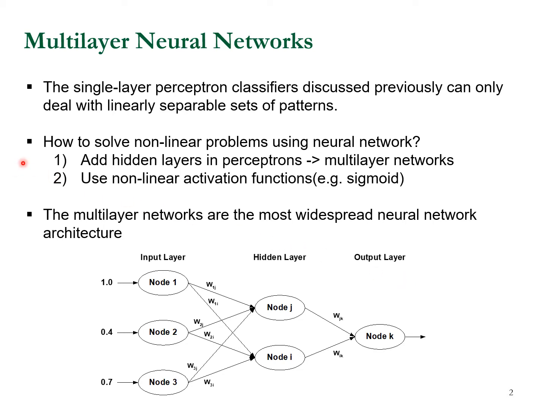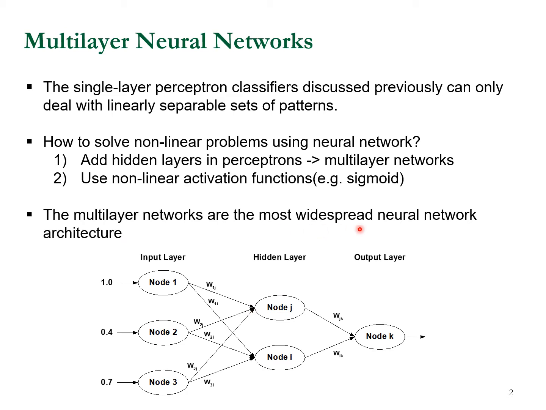So the question now is, how do you solve nonlinear problems using a neural net? As I said, the single layer perceptron solves linear problems only, and almost every problem in the real world is nonlinear. So actually, there are two solutions to this question. The first one is we add hidden layers in perceptron, which makes a multi-layer neural network.